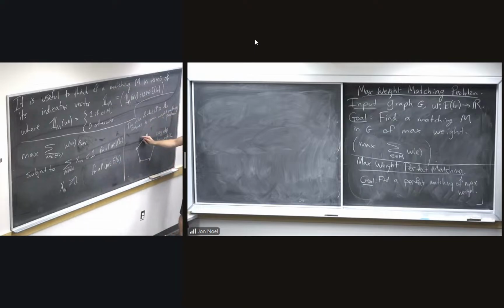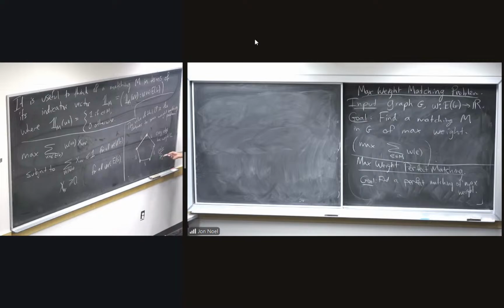So I could do something like half everywhere. Let's say my x variables, I just assign a half to every edge. Right? This is going to satisfy the constraints, and this gives me a matching with 2.5 edges. So the value of this LP is going to be at least 5/2.